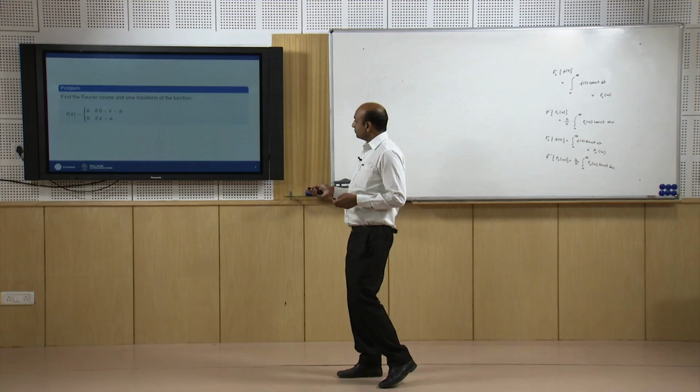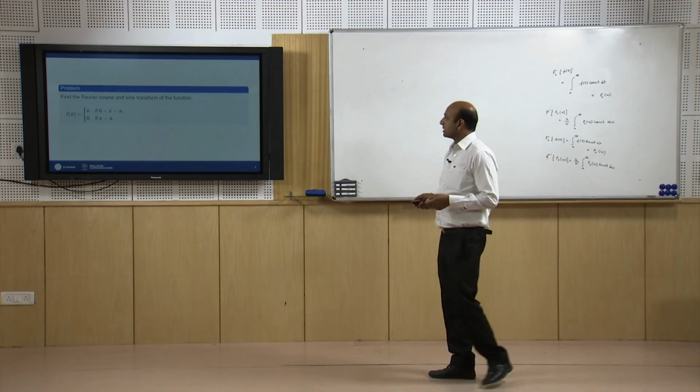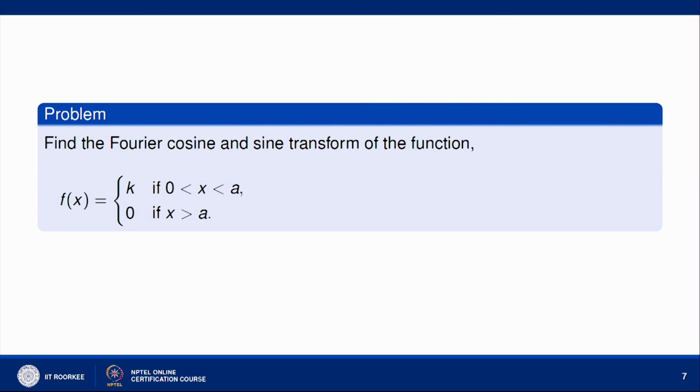Okay. So, now let us find the Fourier sine and cosine transform of this function. Okay. So, suppose you find f(x) is what?